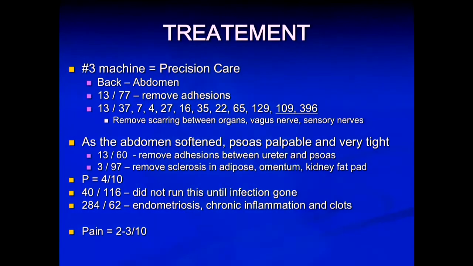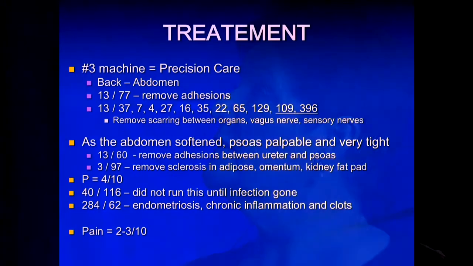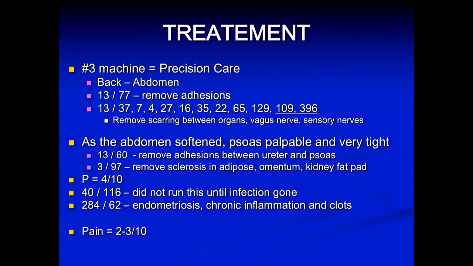And then the third machine, that's when we started to take apart the adhesions in her abdomen. 13 and 77, remember the rats? This case is complicated, but I'm hoping you're following. So 13 and 77 is what we learned from the rats. How do you take apart adhesions in somebody that has had adhesions in their abdomen for 20 years? And then that removed the adhesions between the gut and the side walls, and then adhesions in the bladder, the ovary, the tube, the colon, the transverse colon, the liver, the small bowel, the descending colon, and the sigmoid.